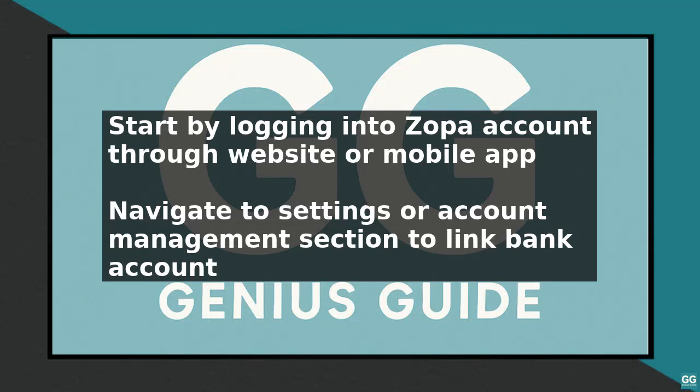To link Zopa online banking, start by logging into your Zopa account through their official website or mobile app. Once you have accessed your account, navigate to the Settings or Account Management section, usually found at the top right corner of the page. Click on this section to view a drop-down menu. Then select the option to link a bank account.